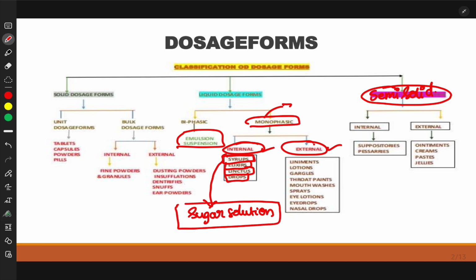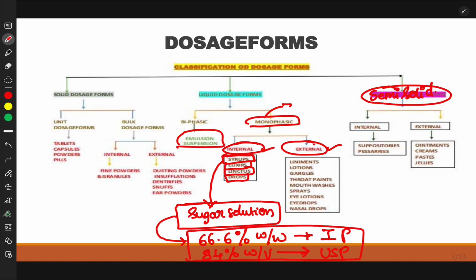Okay, sugar solution. Syrup is 66.6% weight by weight according to the IP. According to the USP, it is 84% weight by volume. I think these are right. If there is any mistake, let me know in the comment section.